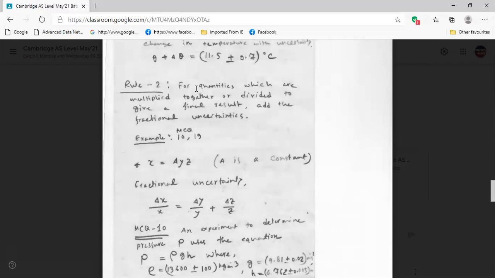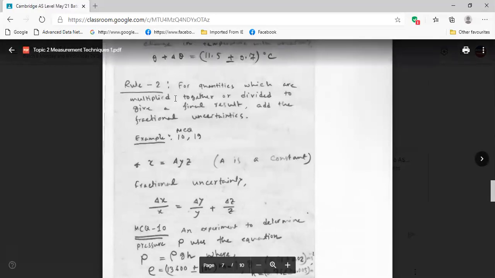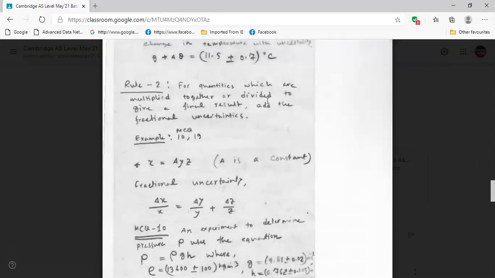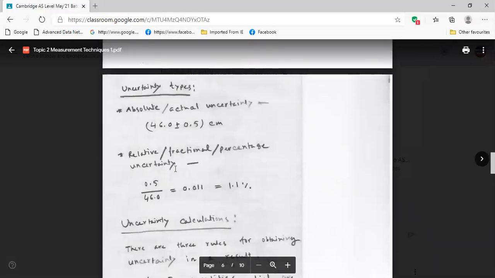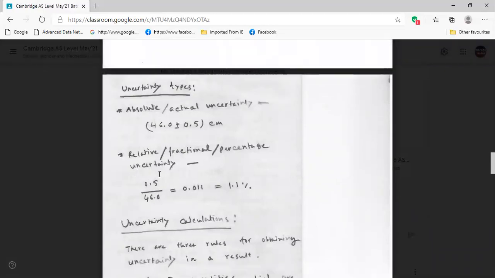It's written here: for quantities which are multiplied together or divided to give a final result, add the fractional uncertainties. Fractional uncertainty, we already got one example. Let me go back there. How do we calculate the fractional uncertainty? We are repeating a little bit. In the last class we did it.